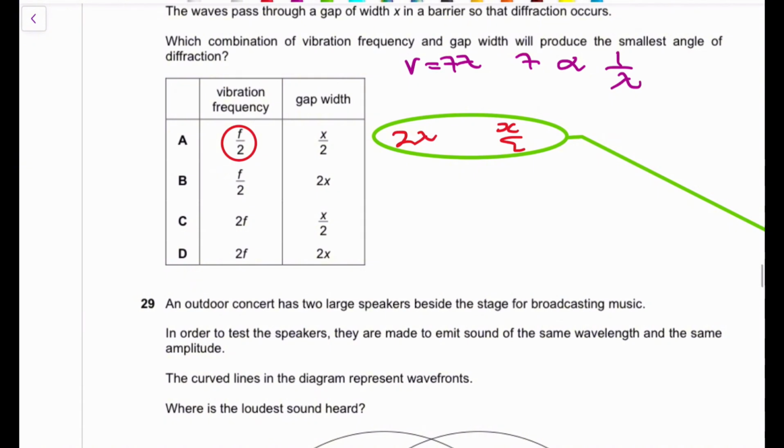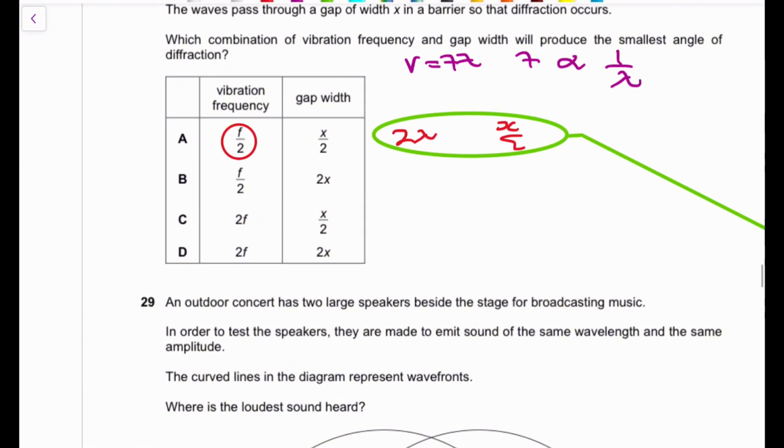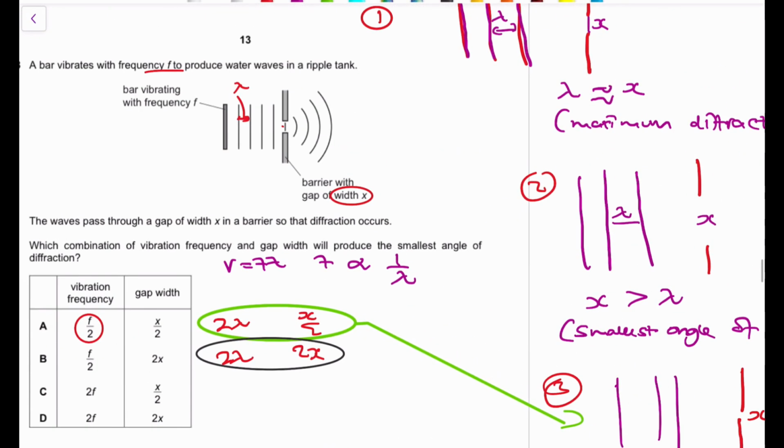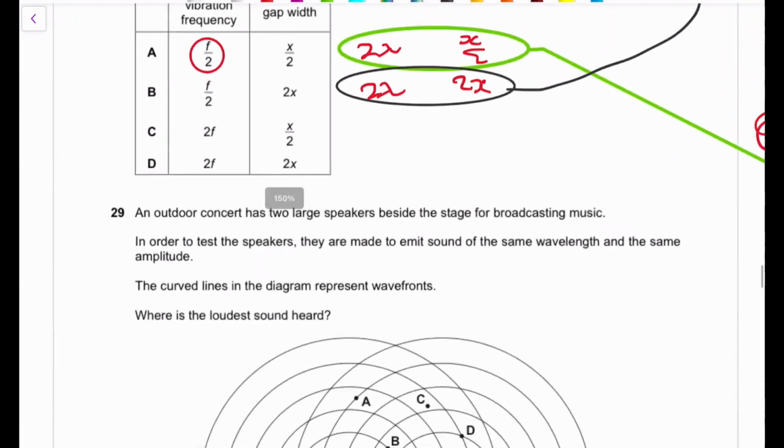The next one, if I have f over 2, which is basically 2 lambda, and this is basically 2x, these are approximately equal, right? So I should have a bit of maximum diffraction occurring. So this scenario tries to model the first one, right?